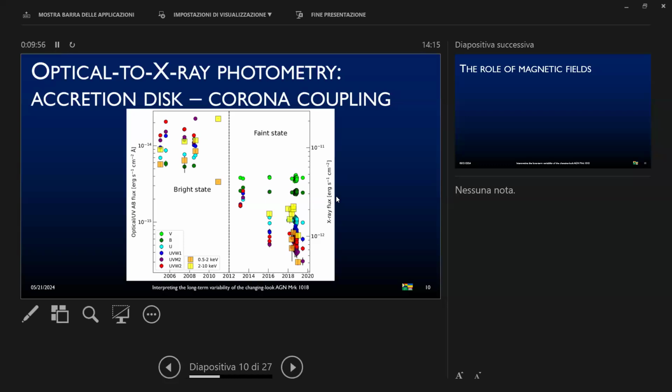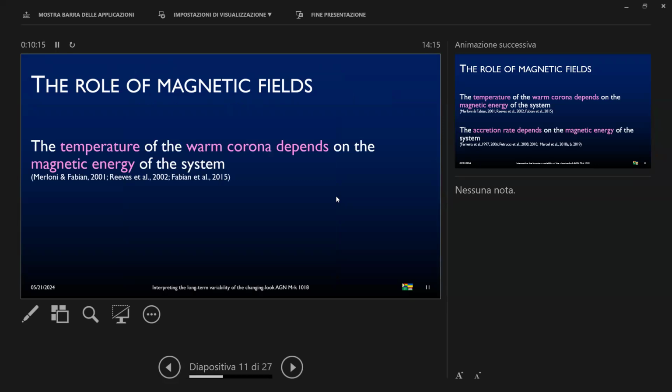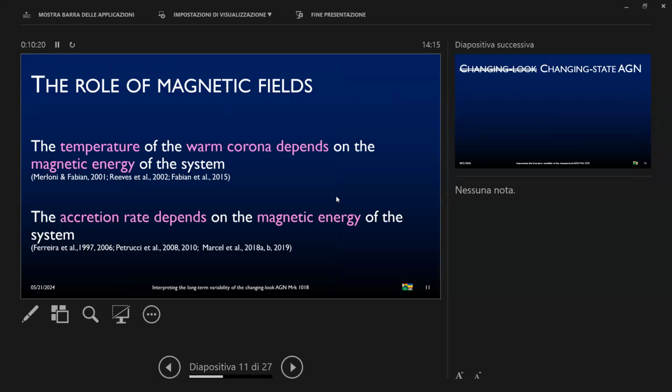So this is telling us also that something is happening at the level of the accretion disk. Now there is a way to reconcile both the cooling of the corona and the diminished optical UV flux by introducing these weird objects, which are the magnetic fields. Because doing so, we are now able to relate the warm corona temperature to the magnetic energy in the system, but also the accretion rate is now a function of the magnetic energy of the system. And now in the next slide, I'm going to show you that when we introduce the magnetic fields, all the observational properties of Mrk alternating seem to be reasonable, let's say.